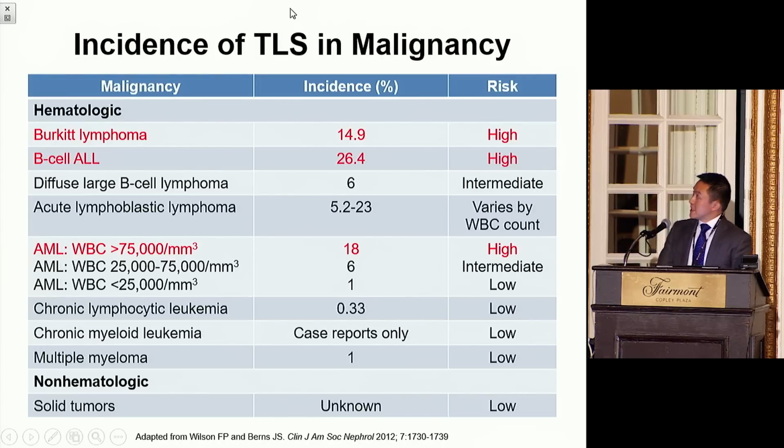As I mentioned earlier, the incidence of tumor lysis is particularly high in certain kinds of cancers like high-grade AML, B-cell ALL, and Burkitt's lymphoma. It occurs less commonly in other hematologic malignancies and occurs relatively infrequently with solid tumors.